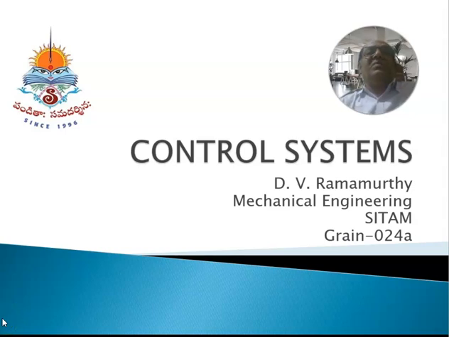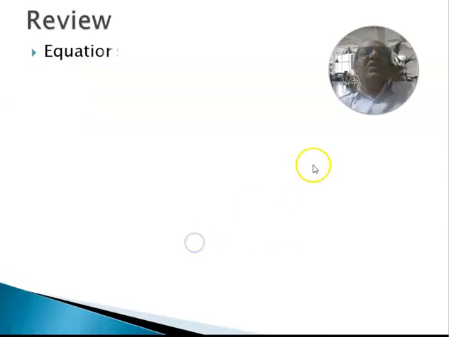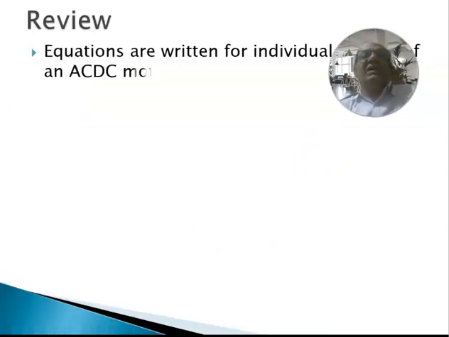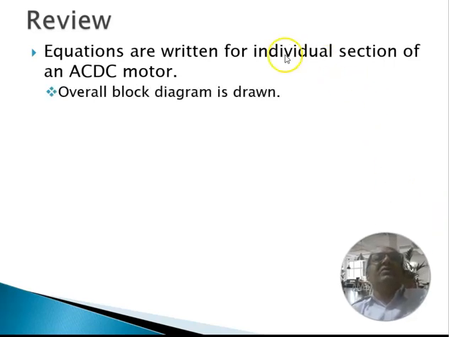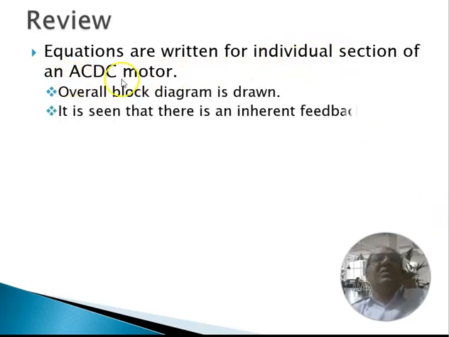Hello there and welcome back to this video series on control systems. Over the past few classes, we have been writing equations for individual sections of an armature controlled DC servo motor, and in that effort we built the overall block diagram, and we have seen that in the overall block diagram there is an inherent feedback loop.